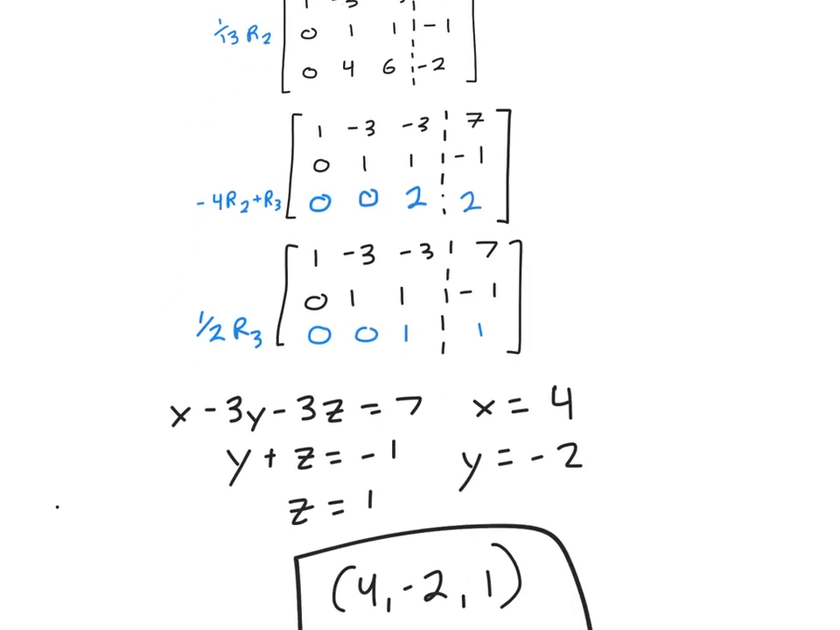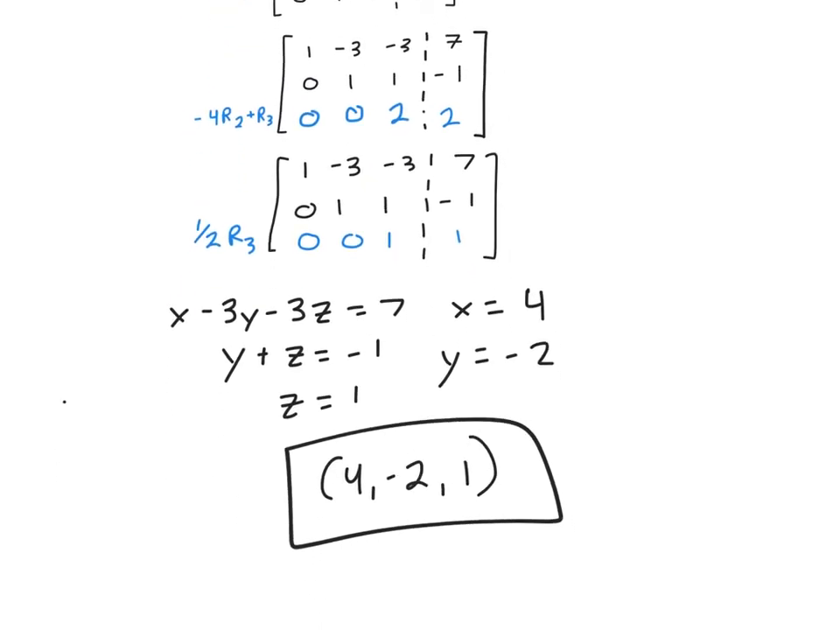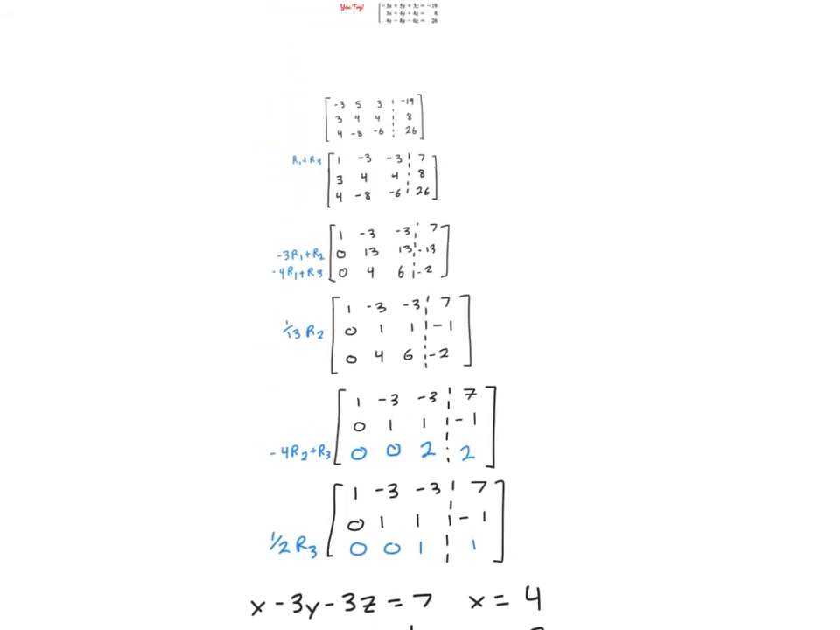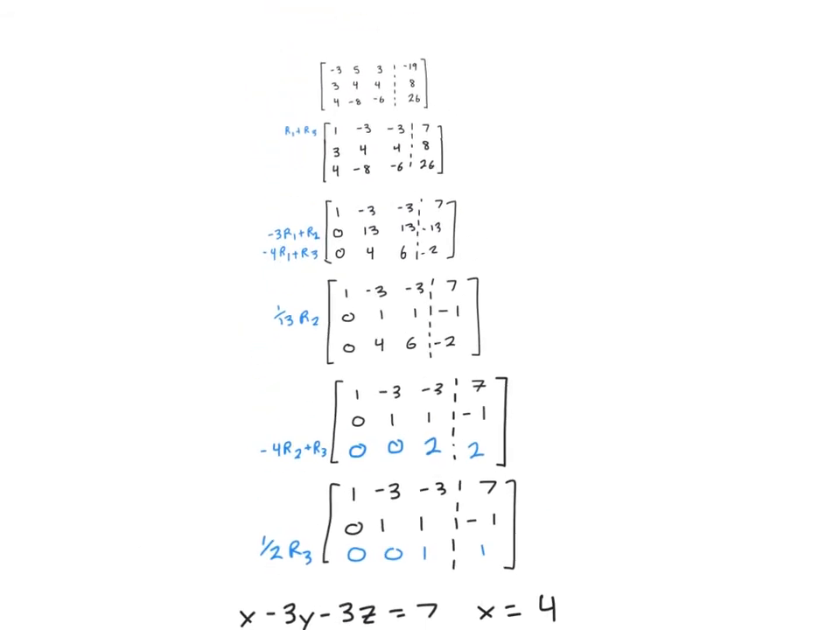From there, I can use back substitution. I know that z is 1, plug it in here, y is -2, plug those in up here, and you get x equals 4. So if you need to look at all the steps again, you should be able to follow these steps, and you should be able to fix your matrices if something went wrong along the way.